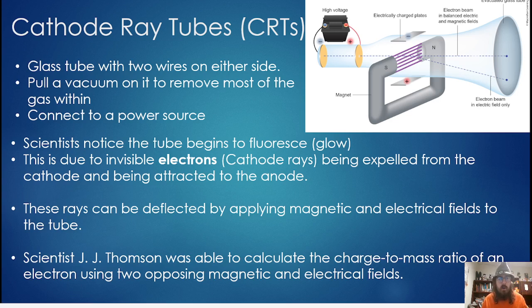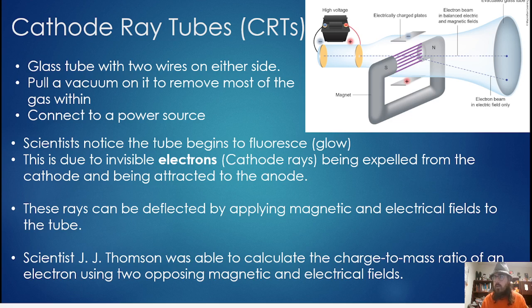Now, it was originally called a cathode ray tube because when we connect this to a power source, it starts to glow, and this is technically called fluorescence. It's because the cathode rays were being shot off the cathode of the power source, being attracted to the anode, and these cathode rays, as they hit the glass, will cause it to glow. These are electrons. These invisible electrons, when they hit the glass, begin to glow.